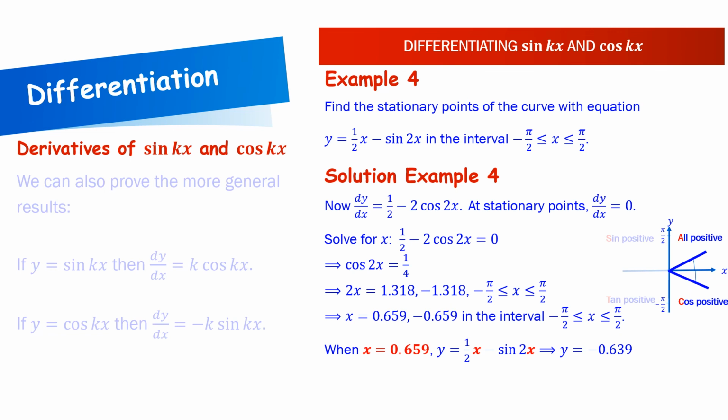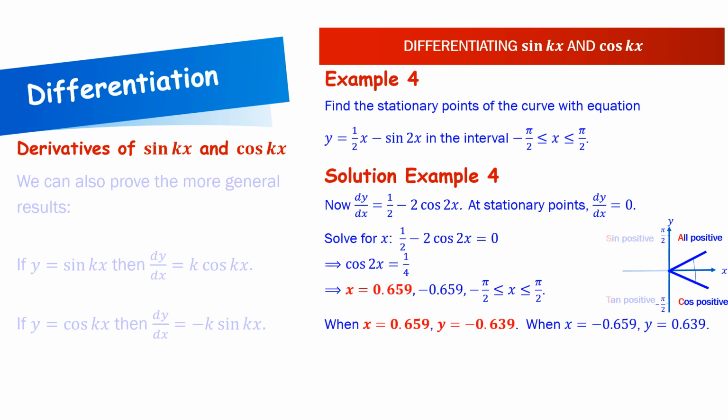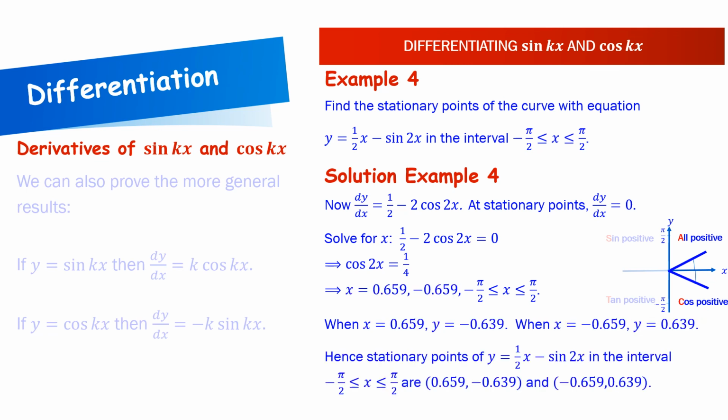Now when x equals 0.659, we have that y is equal to minus 0.639. We've simply substituted the value of x into the formula for y to obtain this. When x equals minus 0.659, we have that y is equal to 0.639. And therefore, the stationary points of y equals a half x minus sin 2x in the interval x greater than or equal to minus pi by 2 and less than or equal to pi by 2 are (0.659, minus 0.639) and (minus 0.659, 0.639).